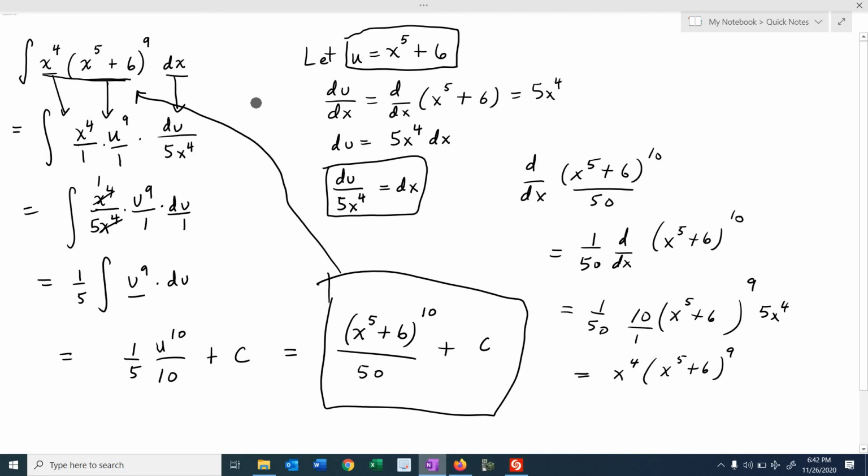Okay, but as you build up more experience, you'll begin to see when substitution is a viable option and what you would let u be in your substitution that would make it work.